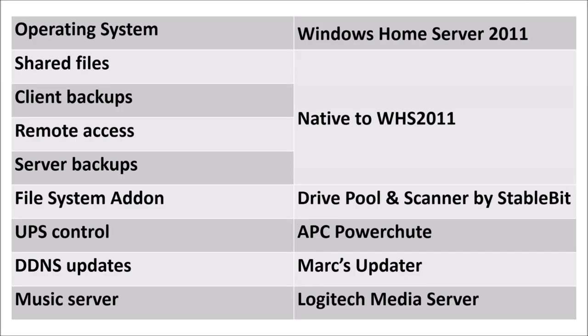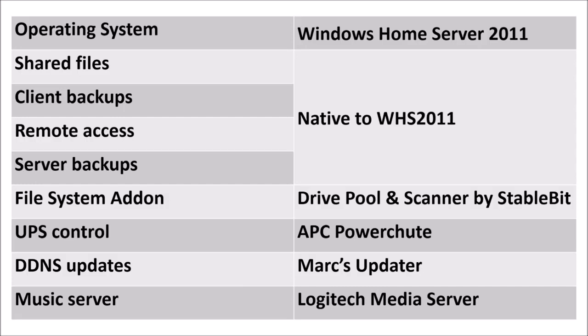So the operating system was Windows Home Server 2011. And natively, that supported sharing files across my network. So it's a network attached storage like a Synology or a QNAP or something like that. In addition, it had a feature to do client backups on a regular basis for all the Windows PCs that I had connected on my local area network. It had remote access features, so I could go anywhere and use a browser to get connected back to my home network. I could get my shared files, and I could also remotely connect to any of my user PCs.